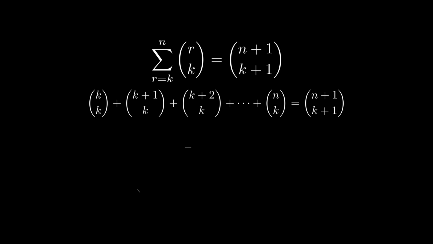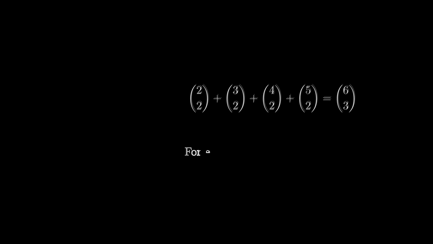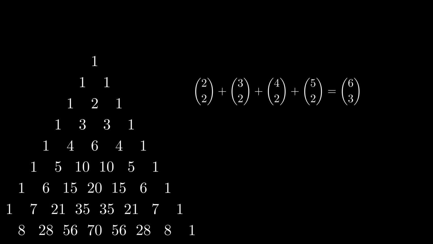Here is another one. This one simply says that if you start on a 1 and begin summing all the terms in a diagonal, then the sum is the next number here, one row lower and one step in the opposite direction. The proof is simple.